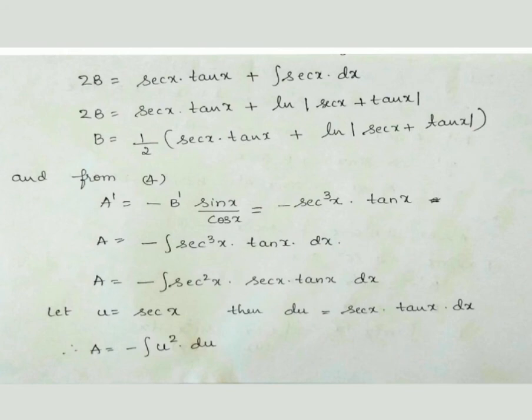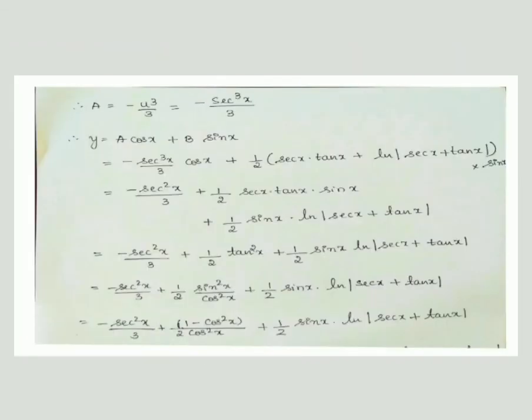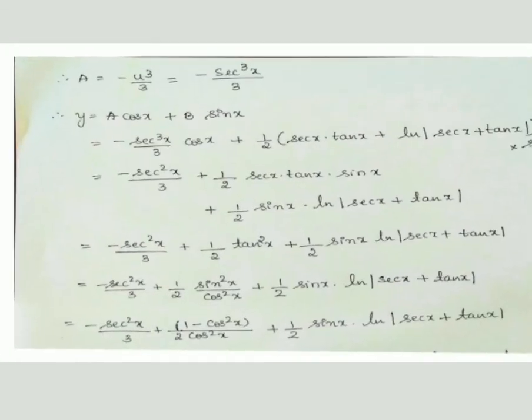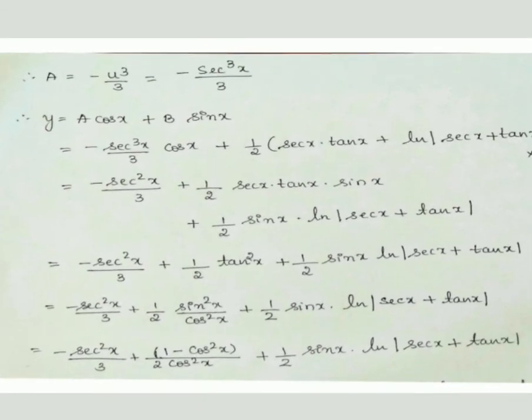What is the integration of u square then? That is u cube divided by 3. So a is equal to minus u cube divided by 3. What is u? We have taken it as secant x, so minus secant cube x divided by 3. Now substitute these a and b in y. Y is equal to a cos x plus b into sin x.